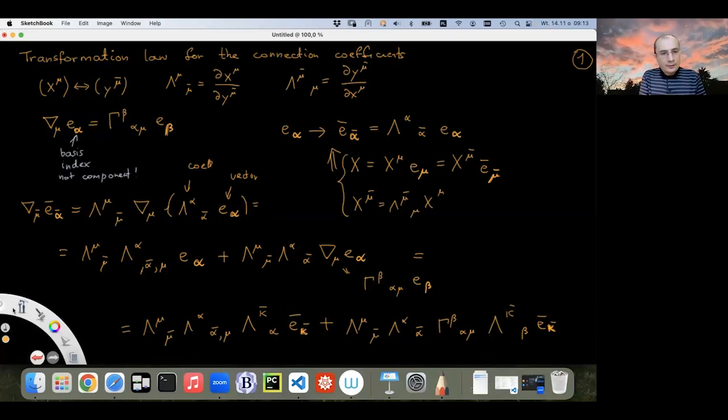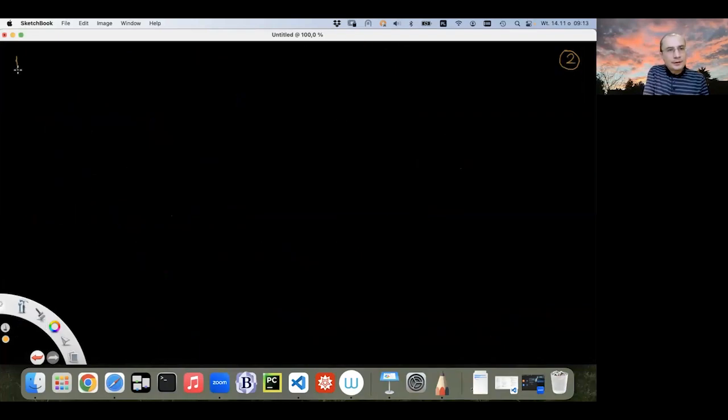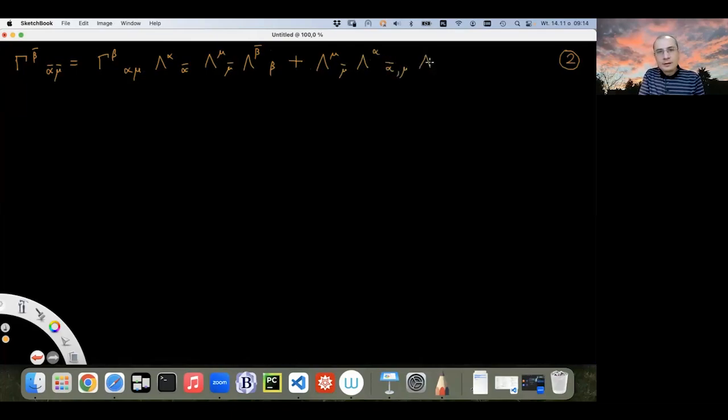Let's go to the next board. So from this, we can show that gamma beta bar, let's say alpha bar mu bar, that's just gamma beta alpha mu lambda alpha alpha bar lambda mu mu bar lambda beta bar beta. This is basically a tensorial law of transformation, but unfortunately this doesn't end here. We also have lambda mu mu bar lambda alpha alpha bar mu lambda beta bar alpha. That's all. We're almost done. Just one more thing. We would like to express this a little bit differently.